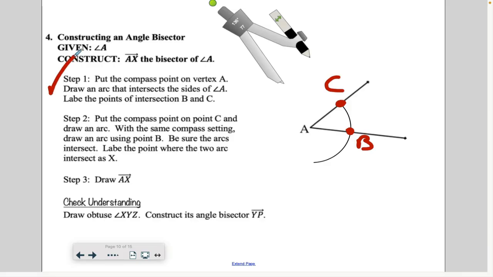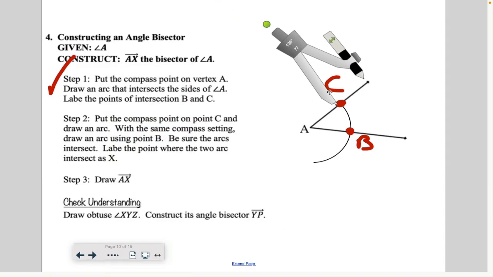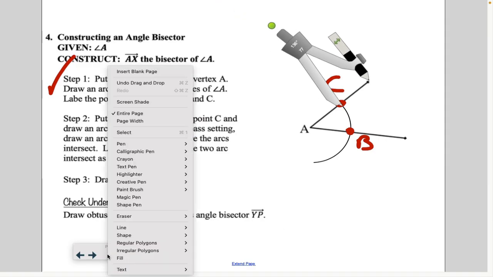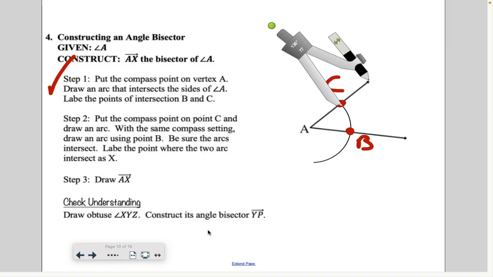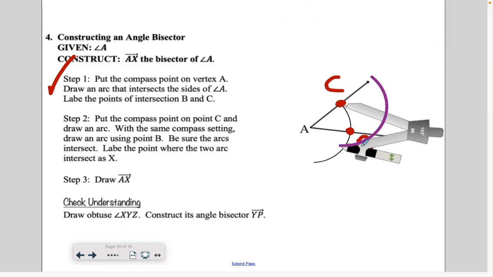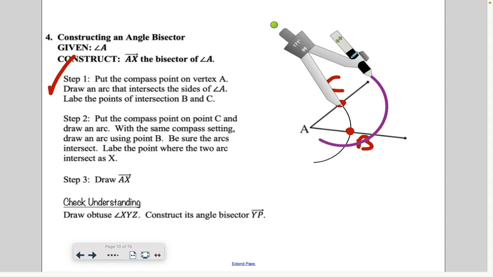Okay, that part's done. Step 2, put the compass on point C, because again, it could be either one, and then draw an arc. I'll change colors, so I'll mix it up just a little bit. I'll go here. With the same compass setting, draw an arc using point B.